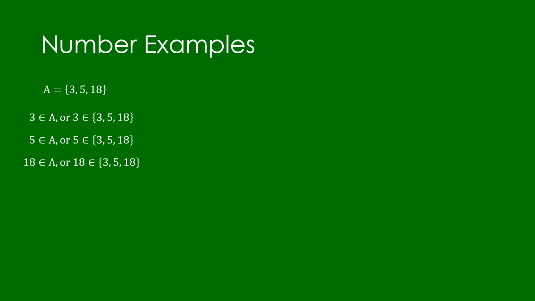So what about individual entities that exist but do not belong to the set? What do we say then? Well, let's look at the entity 7. If we look at set A, we'll notice that 7 does not belong to the set since it only has 3, 5, and 18. So if we want to describe this notion, we would do it like this. This reads 7 is not an element of the set, which we know is true.